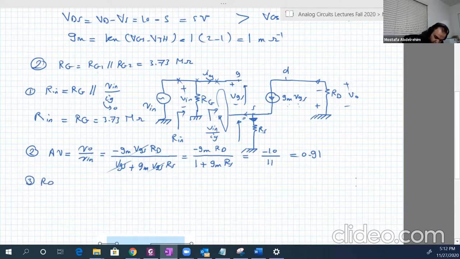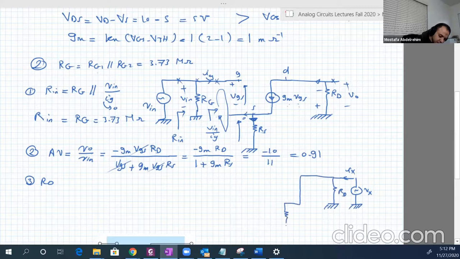With Ro, we put our Vx that degenerates by x between the output terminals. So the output is between this point and the ground. Then we have RD, then we have this guy, gm VGS, and we have RS. How about the other part? In the other part, we're going to cancel V input, since we've put Vx and Ix. So we cancel V output, so it will be something like this.